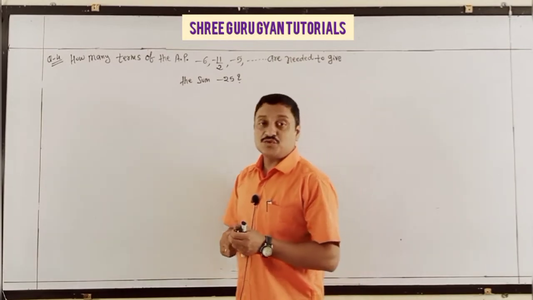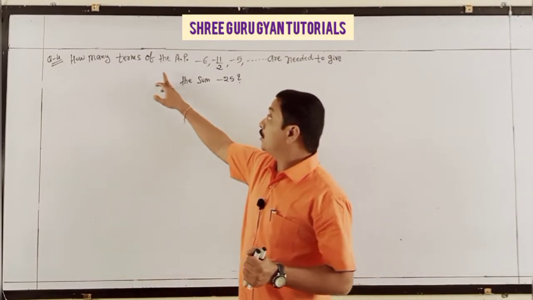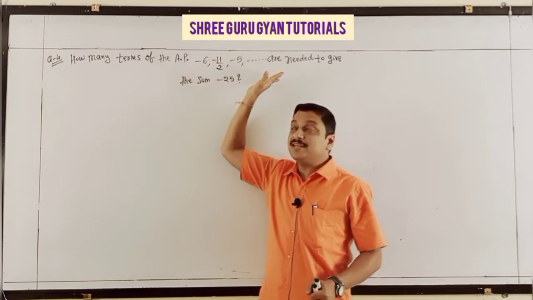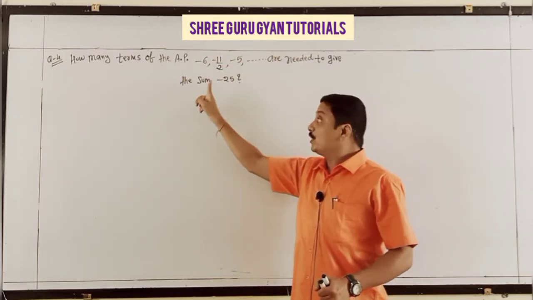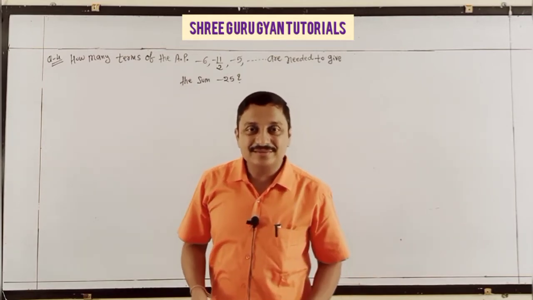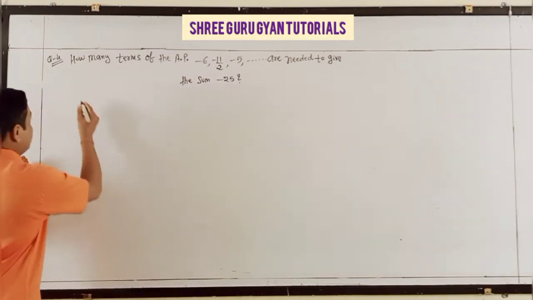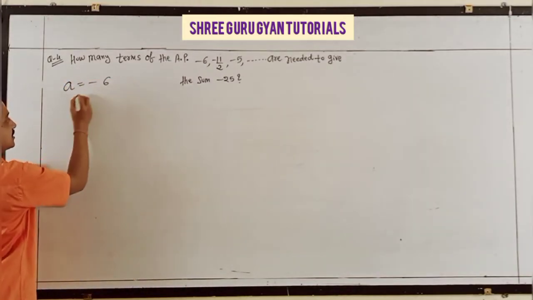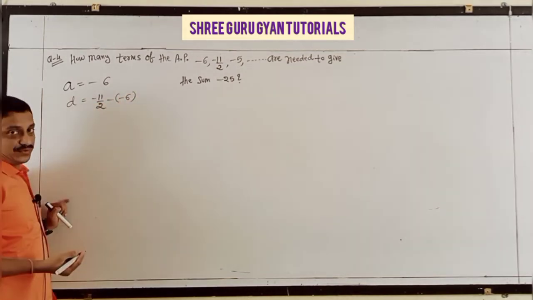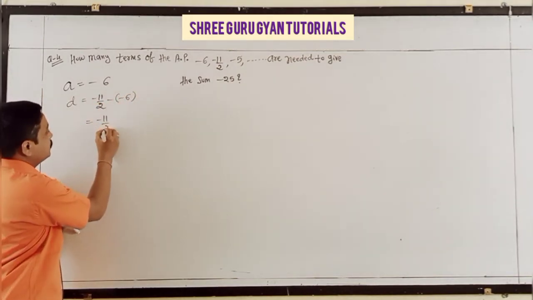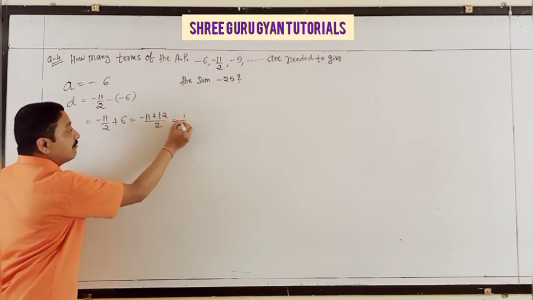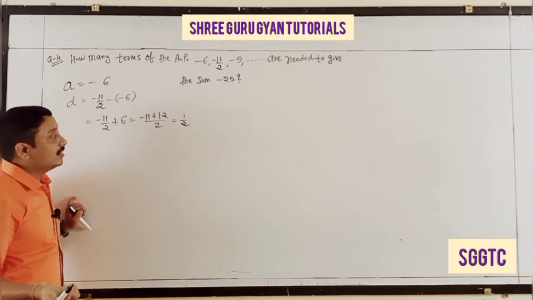Next, continue students, question 4. How many terms of the AP minus 6, minus 11 by 2, minus 5, and so on, are needed to give the sum minus 25? It means the summation is given and also a and d are given. Students, my a value is minus 6, and d is second term minus first term. So minus 11 by 2 plus 6, it is minus 11 plus 12 over 2, it means half.